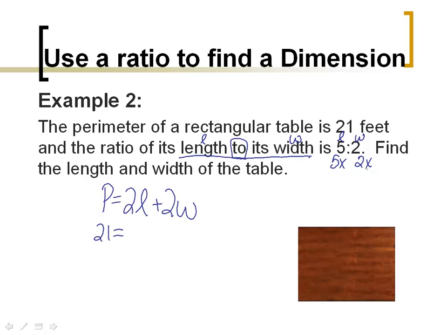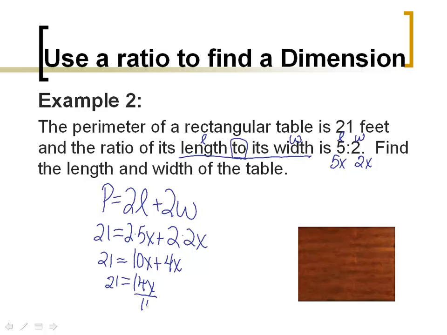So I'm going to plug my 5x into my problem for the length, so 2 times 5x, plus for the width, I'm going to plug my 2x, and I'm just going to solve this. So 21 equals 2 times 5x is 10x, plus 2 times 2x is 4x, 10x plus 4x is 14x equals 21. Divide both sides by the 14. And x equals, well, 7 goes into both. 21 divided by 7 is 3. 14 divided by 7 is 2. So x equals 3 halves.